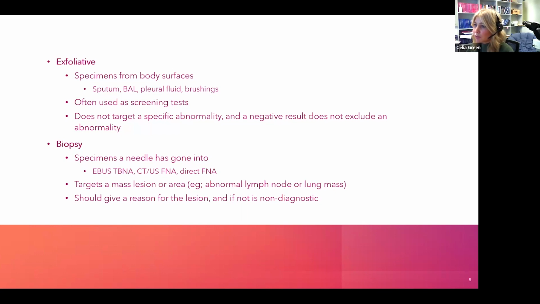Exfoliative specimens are often used as screening tests. The most famous are pap smears. It doesn't target a specific abnormality, so a negative result does not exclude an abnormality in that way. Whereas with a biopsy, you're targeting a mass lesion or an area and you're trying to find an explanation for that. So it should give a reason for the lesion, and if it's not, it is non-diagnostic.